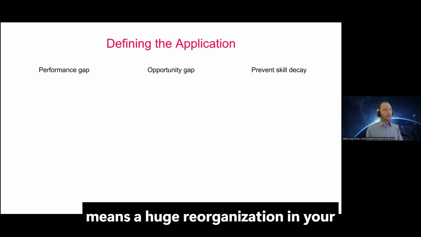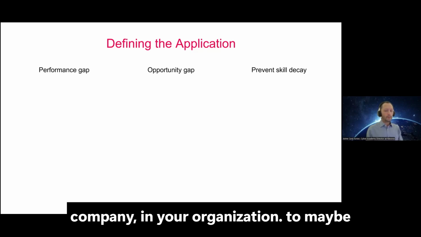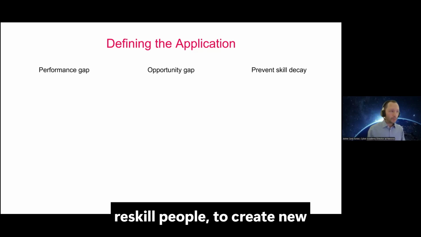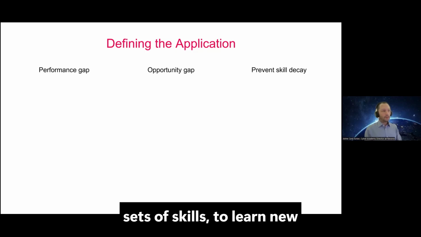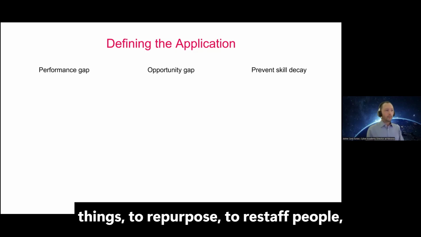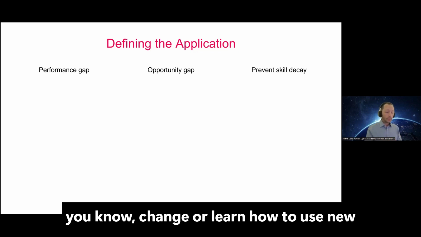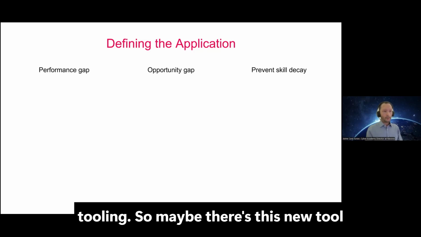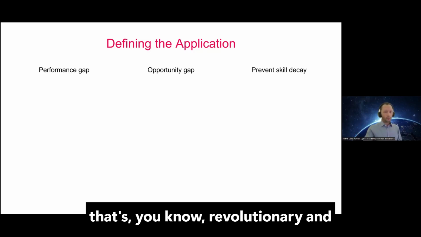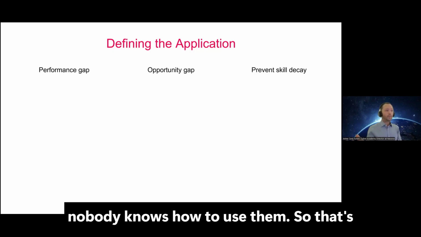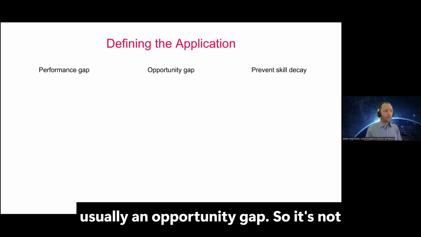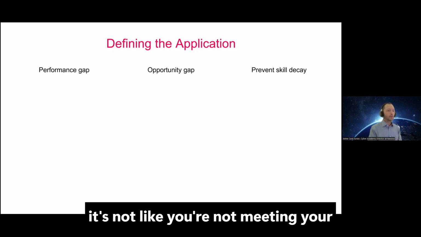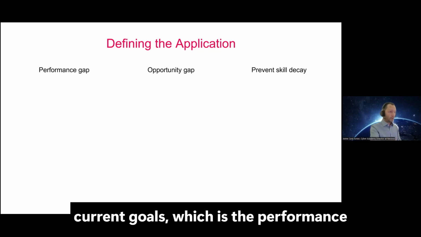So that usually means a huge reorganization in your organization, to maybe reskill people, to create new sets of skills, to learn new things, to repurpose, to restaff people, or learn how to use new tooling. Maybe there's a new tool that's revolutionary and nobody knows how to use it. That's usually an opportunity gap. It's not like you're not delivering currently, or not meeting your current goals, which is the performance gap.